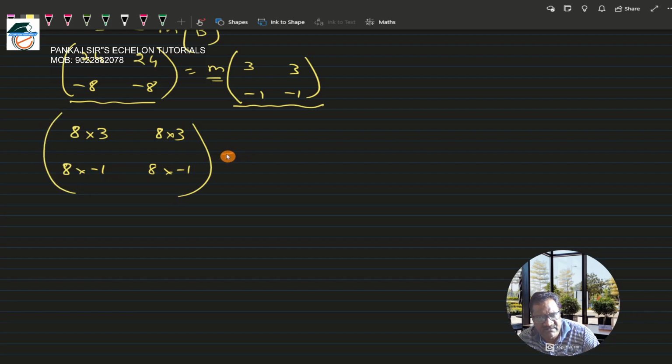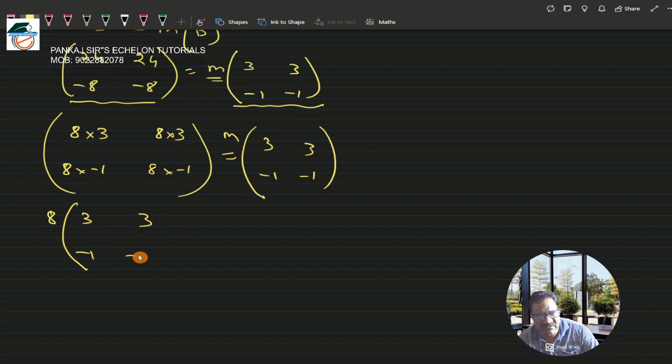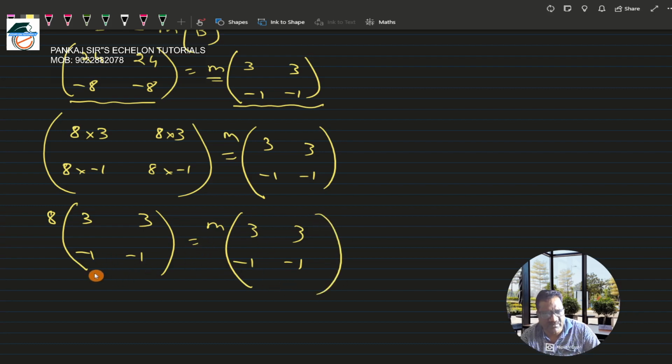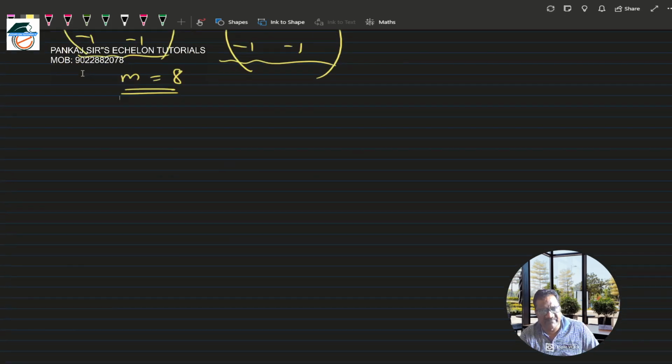Okay, understood? There's no harm in doing that. This will be equal to m times 3 3 minus 1. Now you can see that from each and every element I can remove the 8 as a common factor. So when 8 goes out, I'm left with a 3 over here, a 3 over here, a minus 1 over here, a minus 1 over here, and here I have m, and I have 3 3 minus 1 and a minus 1. Now if you see properly, these two matrices are identical, so m has to be equal to 8. That was question number 29. No need of checking. I am very confident about it.